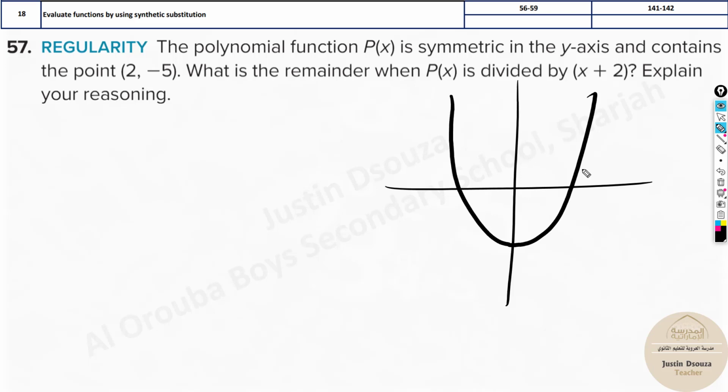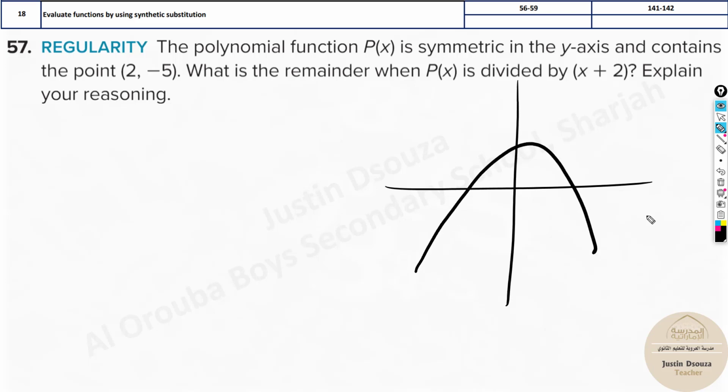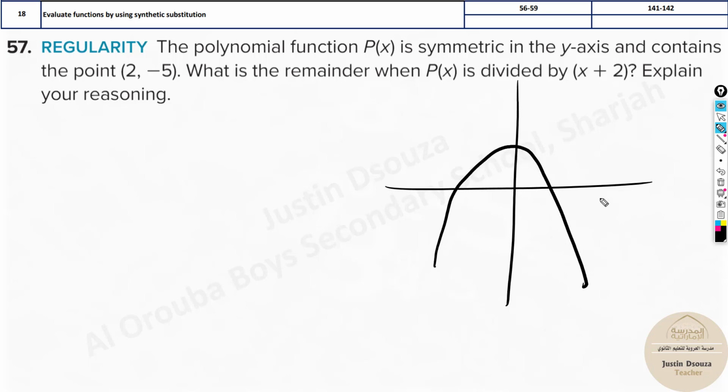And it contains the point 2, minus 5. Okay, my bad. Whatever I did is wrong. I'll do something like this, okay? Now, I'm not sure about this, but it might be like this itself. But anyways, this is more convenient. Anyways, imagine this is 2. X is 2, and it will be minus 5 here, okay? This is minus 5. This point is there, 2 and minus 5.